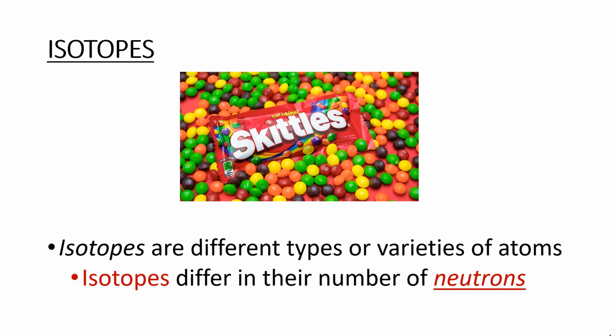Now let's take a look at isotopes. So we've talked about atoms already. We've talked about ions already. Now let's take a look at isotopes and talk about them and their definition.